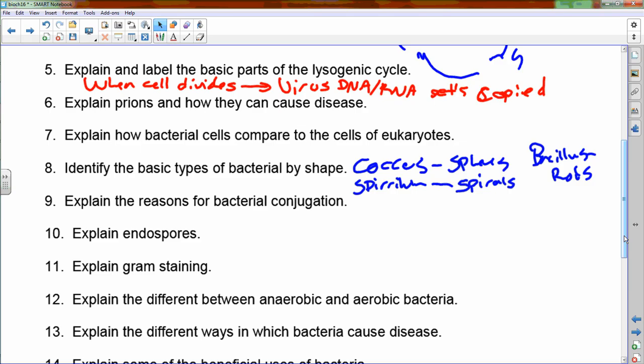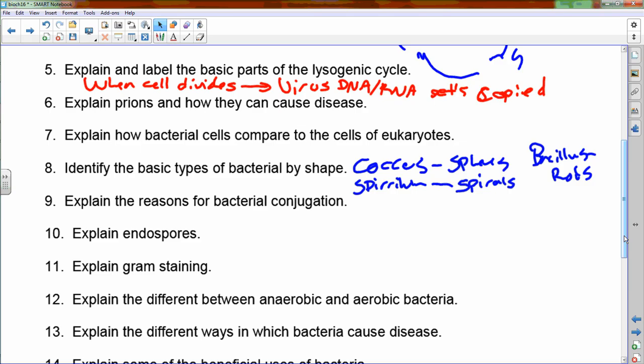Okay, number 9. What is bacterial conjugation, and what is the point of it? To share things. It's like I'm going to trade Pokemon cards. Okay, yeah, they're sharing genetic material.